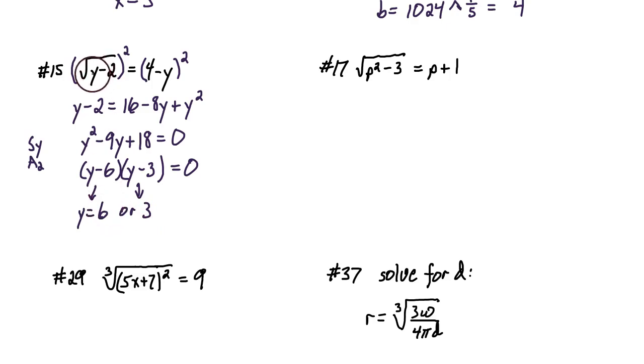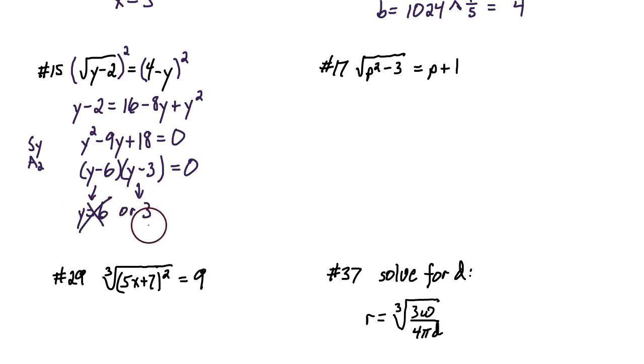First, let's try the 6. 6 minus 2 makes 4. And the square root of 4 would make a 2. But when you put 6 over here, we have 4 minus 6, which makes negative 2. That answer does not check out.